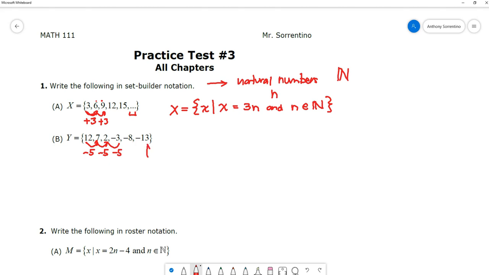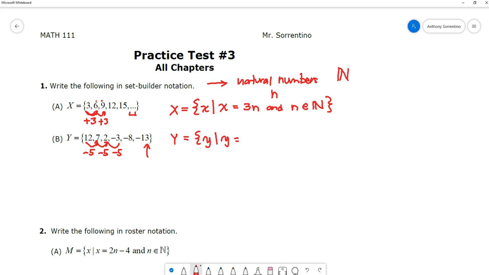I also see that I don't have the symbol indicating this goes on forever and ever. So this is a finite set, so I have to limit it to natural numbers that are between other numbers. So I'm going to start with the fact that Y equals lowercase y, such that y equals. Now I need to come up with some sort of formula where I can come up with an idea of what's going on with this.